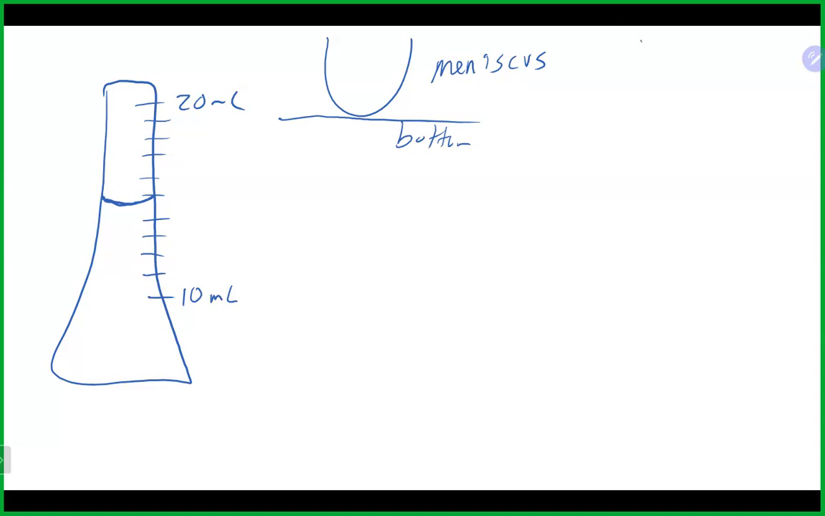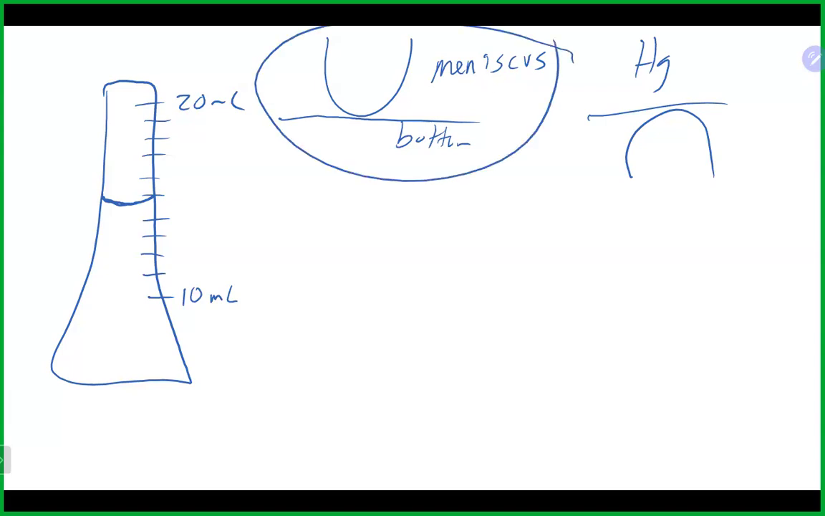There are certain things like mercury, for example, that go the other way. We'll make a meniscus that goes upwards. In this case, you would actually read from the top of the meniscus, because mercury is attracted to itself more than it is to the container. So it comes down on itself and makes the upwards one. Again, almost 100% of the time your meniscus is going to be the U shape, and you should read it from the bottom.